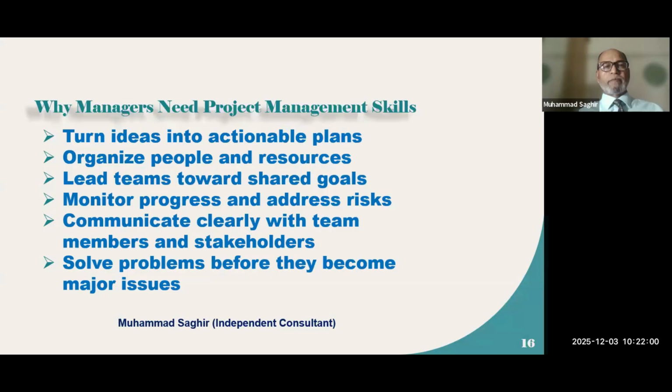Why do managers need project management skills? It helps managers to turn ideas into actionable plans. The most important function starts with planning. So you need to have a skill for planning, organize people and resources. You need to organize your team members, and you have to assign the task, and you have to limit the time within which that assignment is to be completed.